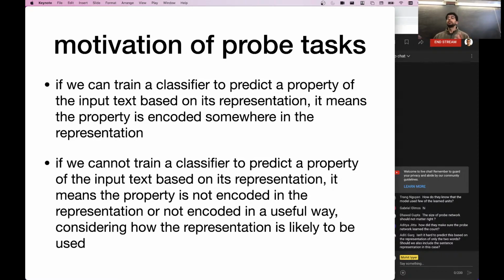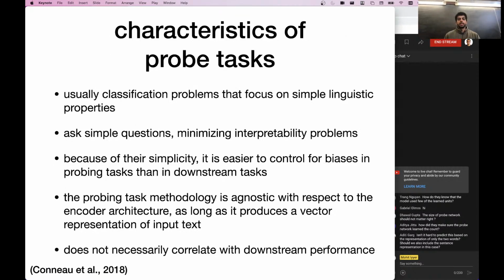Perhaps in general, if you can't get this property out of the representation with a simple probe network, then it's not likely that a downstream classifier for a different task can make use of that information. So that's the general motivation. Okay, so let's look in general at some of the characteristics of different probe networks.